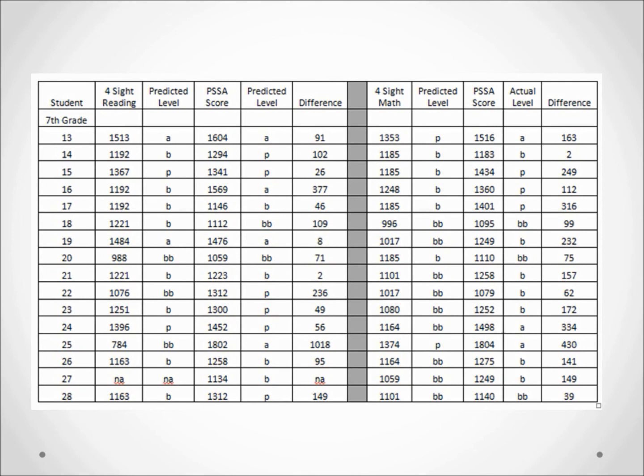I based my evaluation on two questions. First, do the Foresight exams accurately predict performance on the state test? And two, do teachers use the results of the Foresight exams to plan instruction? In order to answer the first question, I took Foresight predicted scores from students in math and reading and compared it to their actual PSSA score that they got at the end of that year after having taken the Foresight exams. This table shows the results of that comparison.